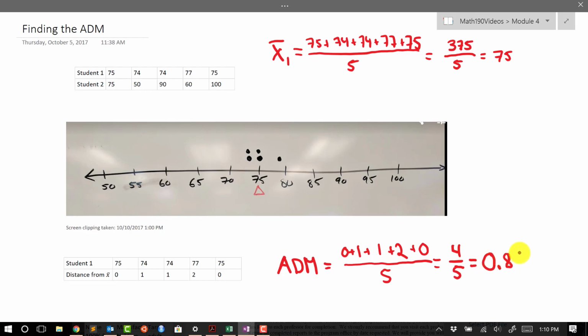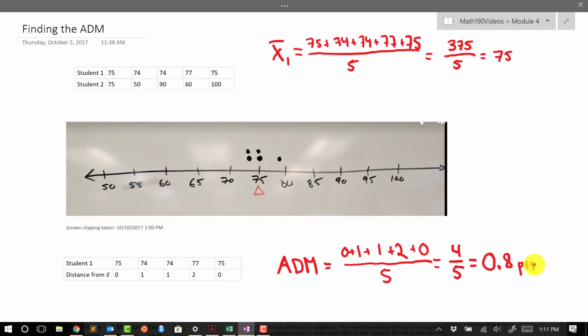And when we divide 4 out of 5, what we're going to get is 0.8. The way we think about that is that these are the number of points on average that this particular student scores away from the mean. This is the average distance of all those points. So this particular student deviates from average less than a point on average. Sometimes it's a point above, sometimes it's a point below.